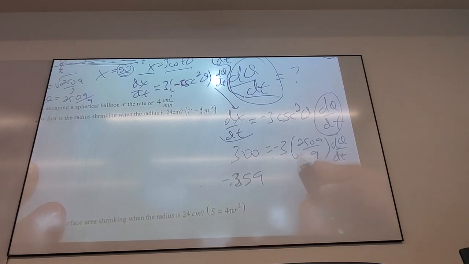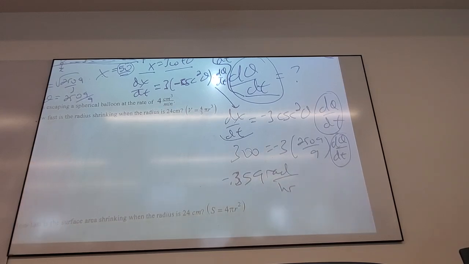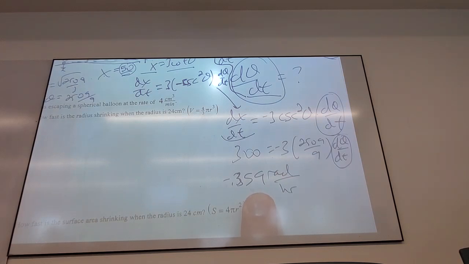What are the units on this thing? Radians per hour. So if you did it your way, it would be 60 times as big, right? Because you do per minute. 60 times less. Yes, less. Thank you.